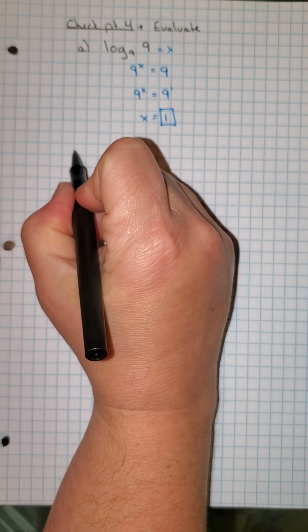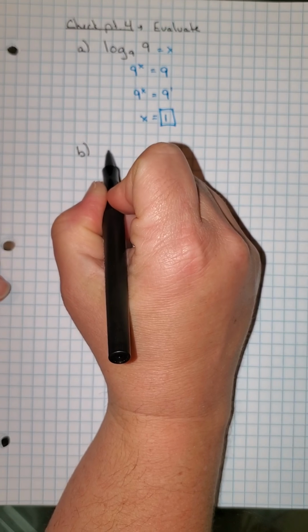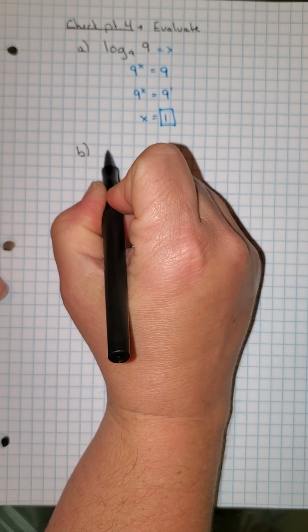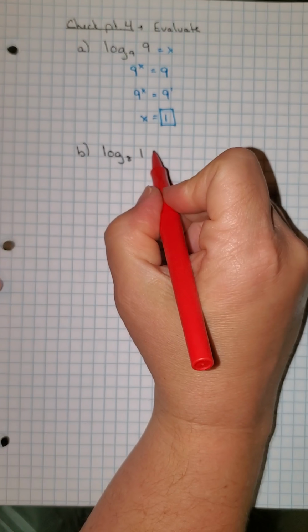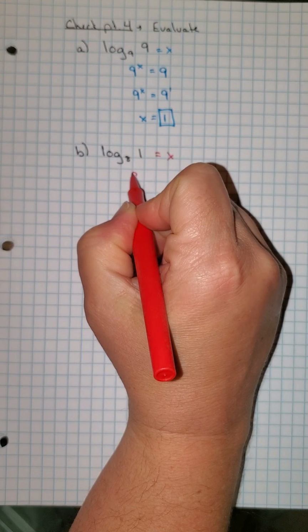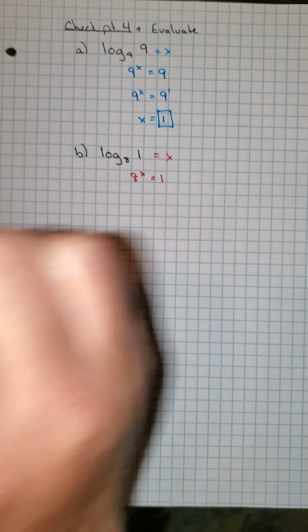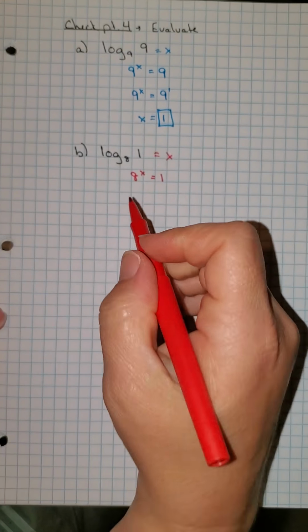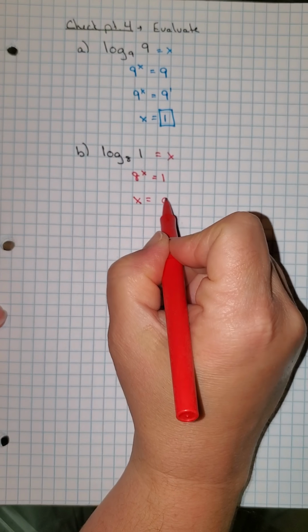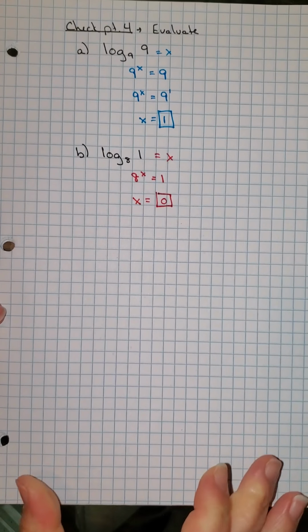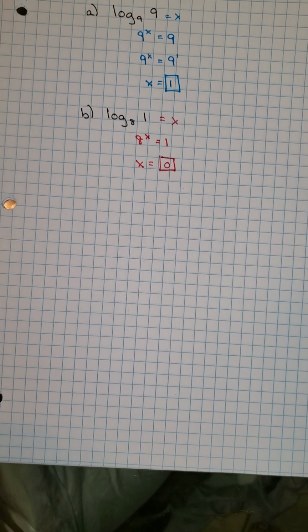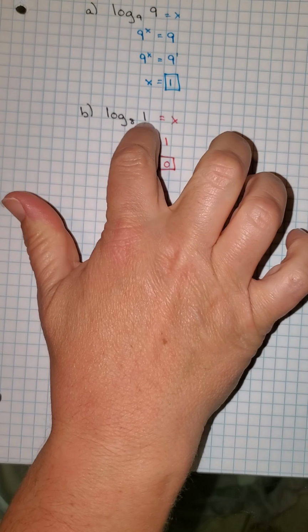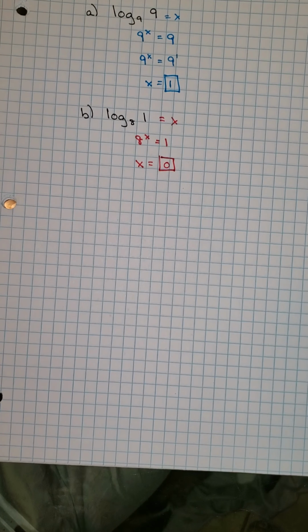All right, for B, we have log base 8 of 1. So this one's a little bit tricky because it goes to 1. So 8 to some power equals 1. The only thing that x could be, the only power it could be raised to would be 0. So it's 8 to the 0 power equals 1. And that's kind of the rule there. If that's a 1, the answer is automatically 0.